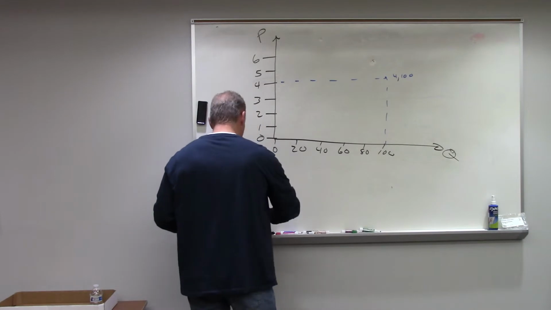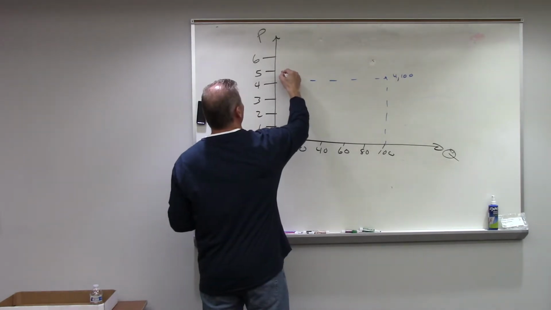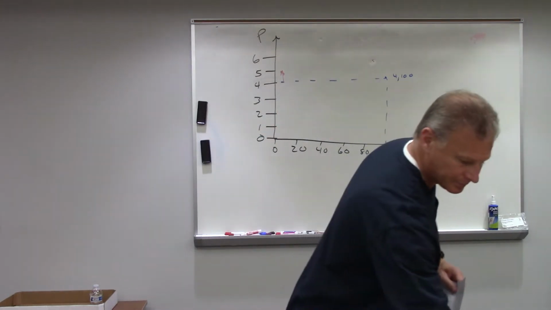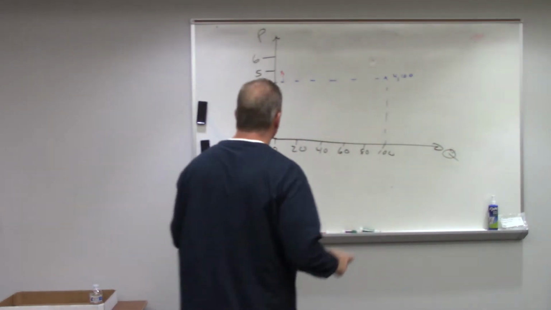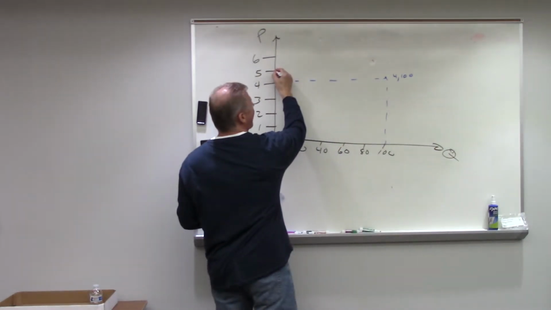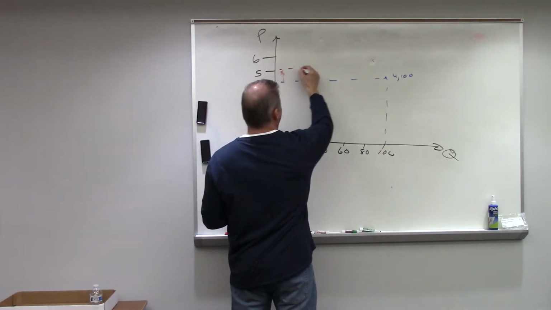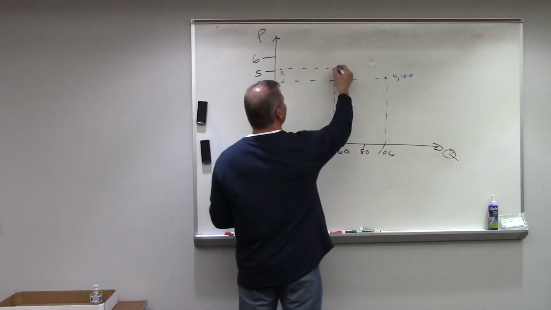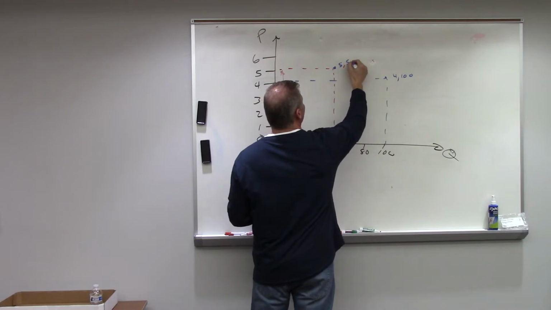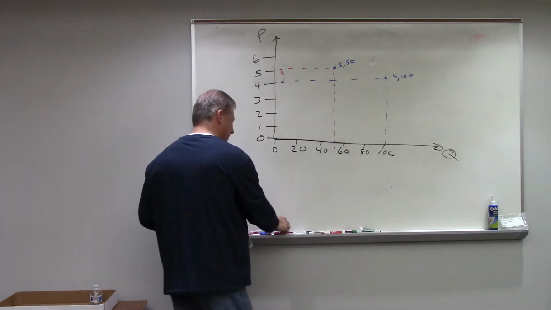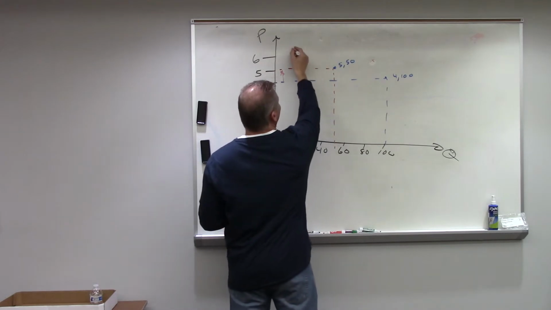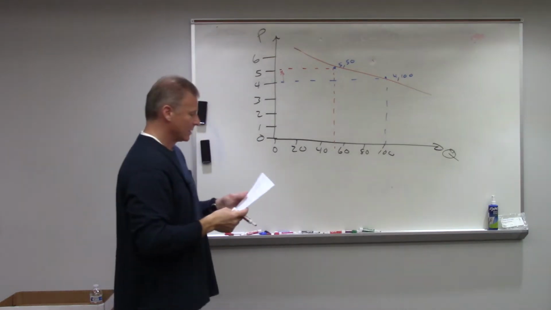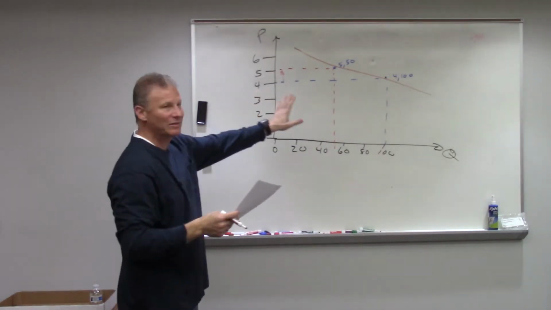Okay, now we're going to move it. That one's another good red marker. All right. Okay. And this is going to be 5 and 50. All right. If I were to draw the demand curve, all right, notice that sucker got a lot flatter, didn't it?